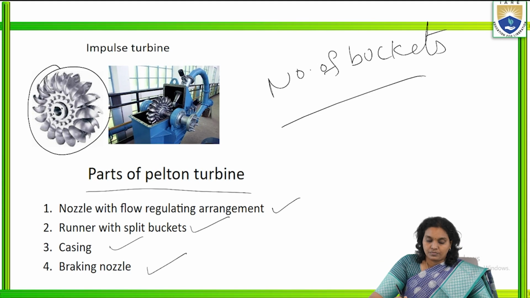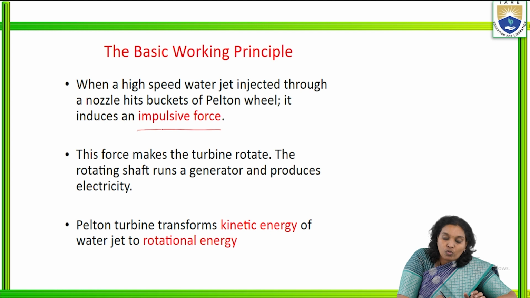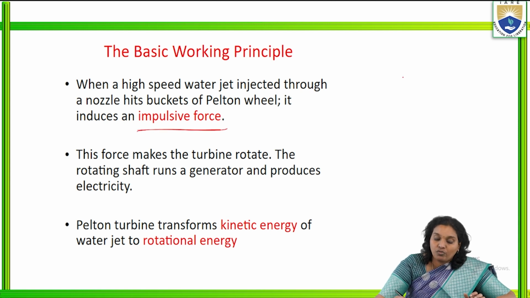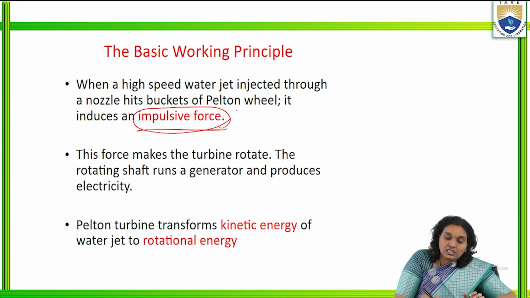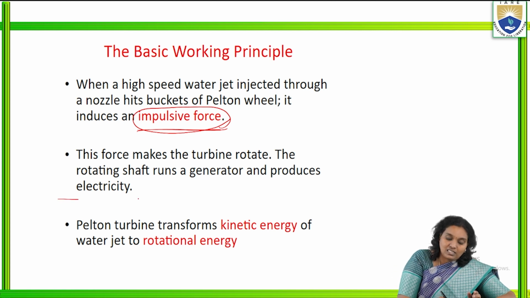In this Pelton turbine, this is the basic working principle. When a high speed water jet, directed through a nozzle, hits the bucket of the Pelton wheel, it produces an impulsive force. Impulsive force is the working principle, and it is one of the key factors in the working of the Pelton turbine. This force makes the turbine rotate. The rotating shaft runs a generator and produces electricity.